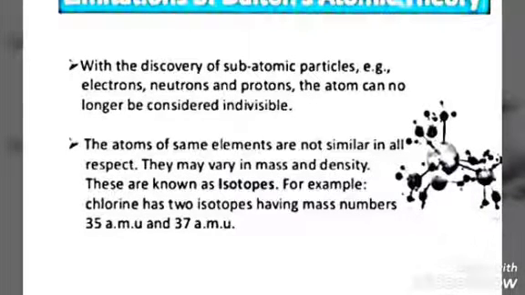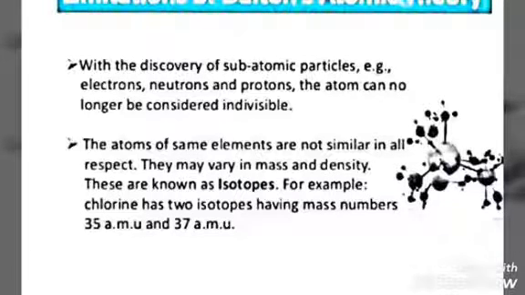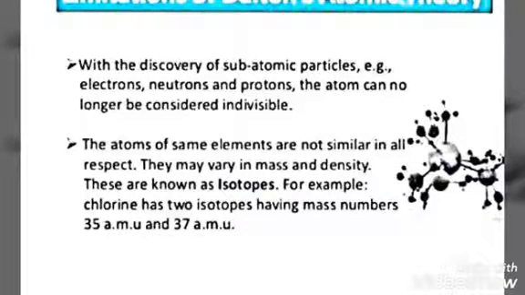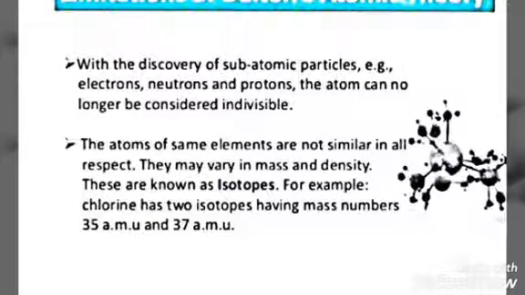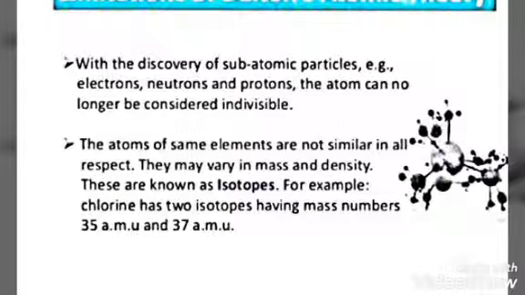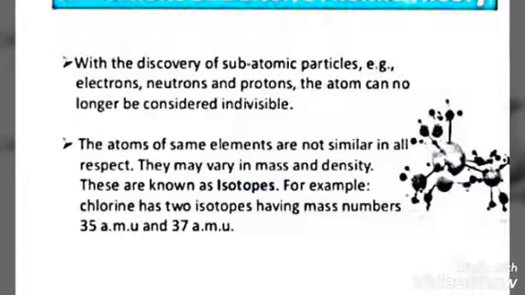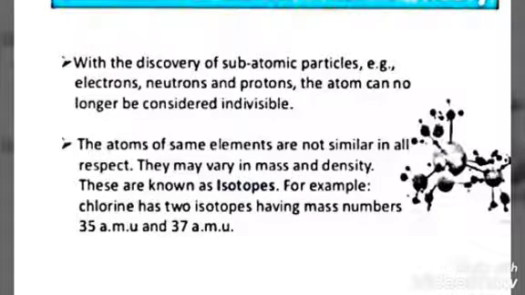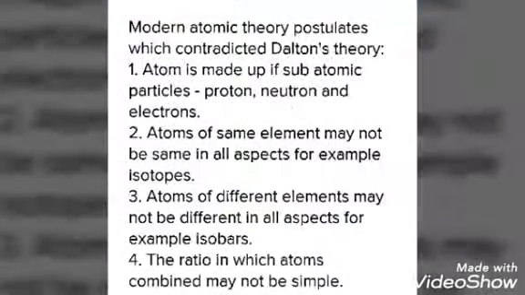With the discovery of subatomic particles, electrons, protons, and neutrons, the atom can no longer be considered indivisible. The atoms of the same element are not similar in all respects. They may vary in mass and density. These are known as isotopes. For example, chlorine has 2 isotopes having mass number 35 and 37.